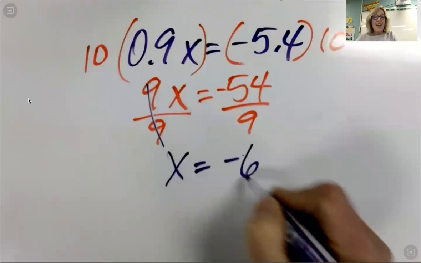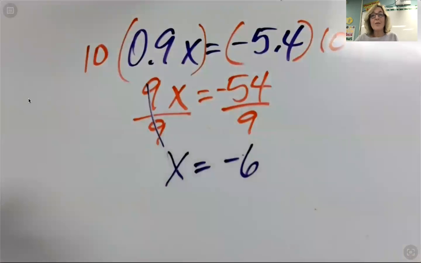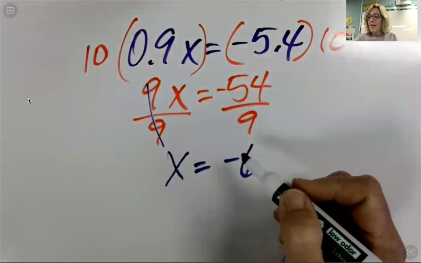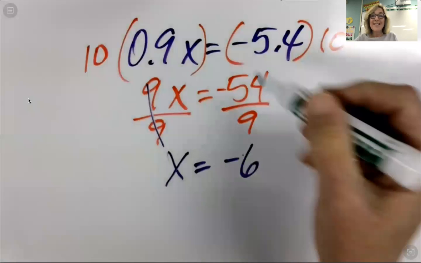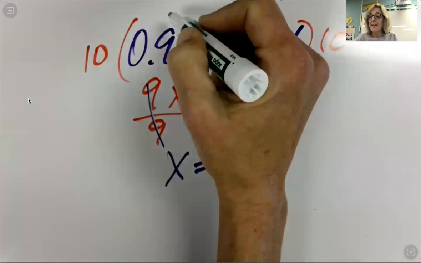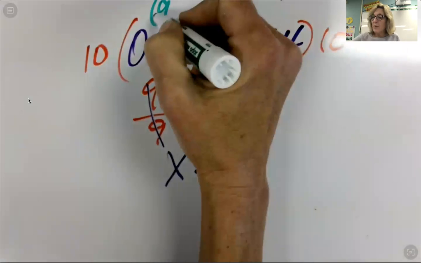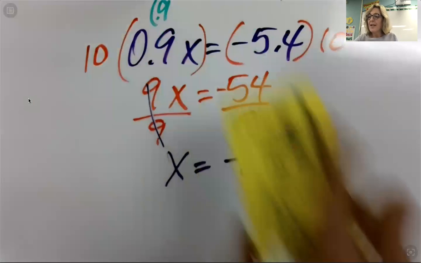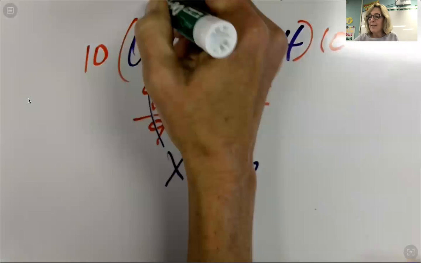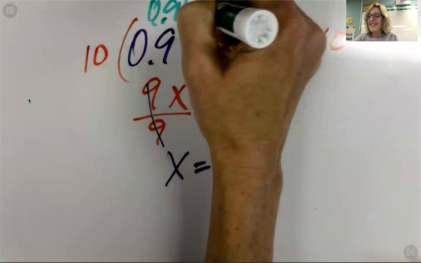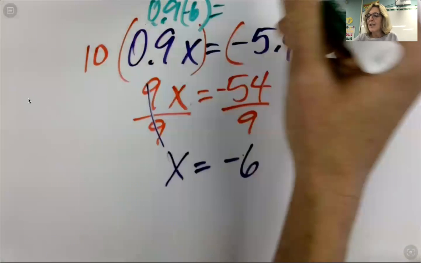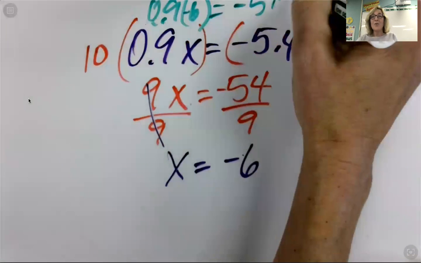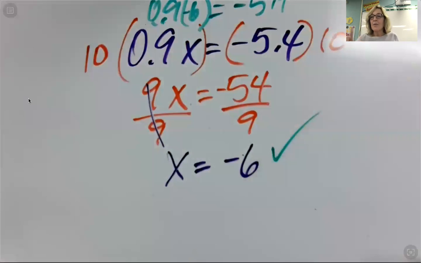So now I just need to check to make sure it works. So I'm going to go back to the original equation, which was negative 6 times 9/10. I did not write that very well. Let's try that again. If I put 9/10 times negative 6, would we get negative 5 4/10? Yes, we would. So that is correct. So the key on that was making the coefficient a whole quantity to make it easier to solve. And trust me, you're going to want to do that whenever you have the opportunity.